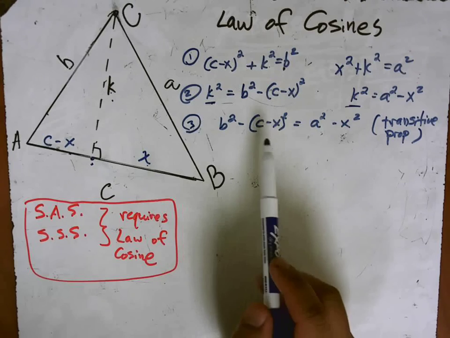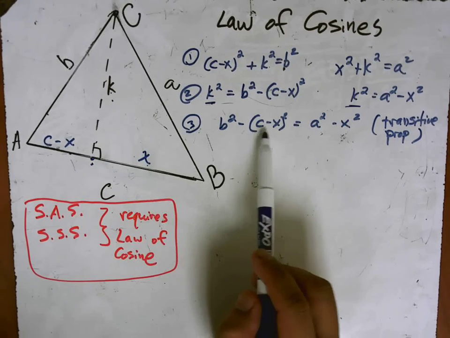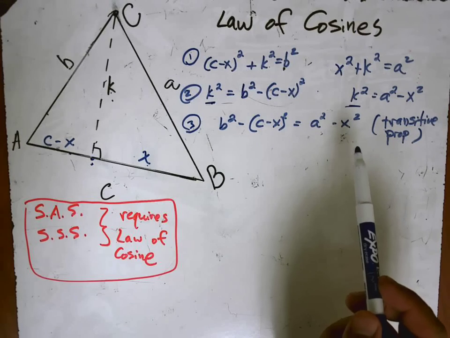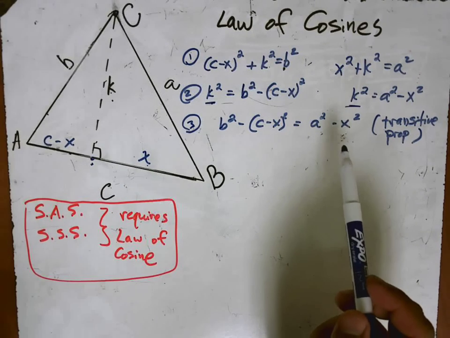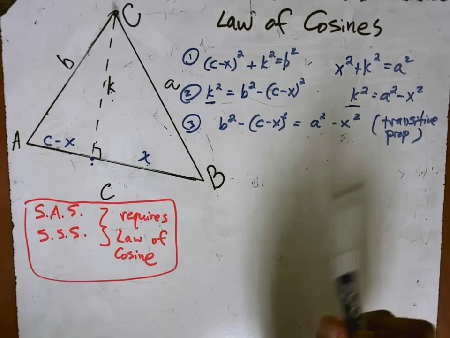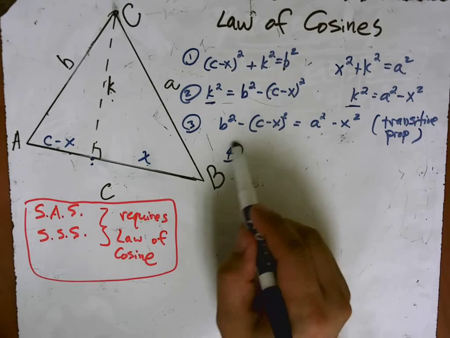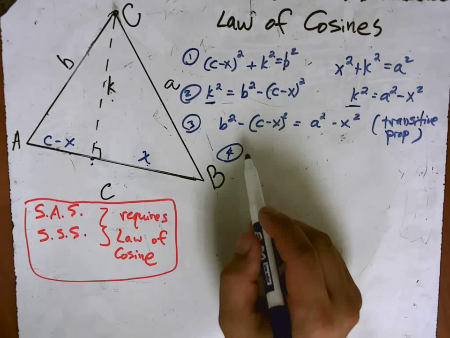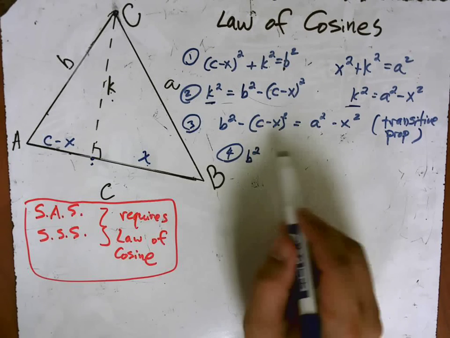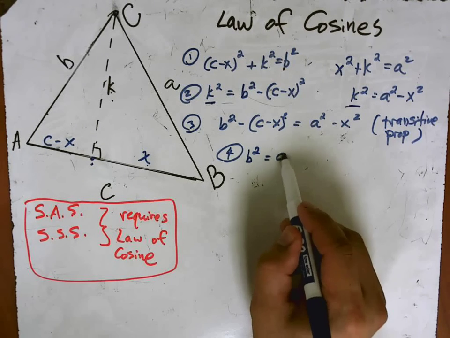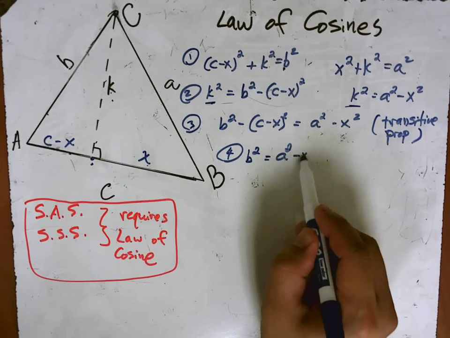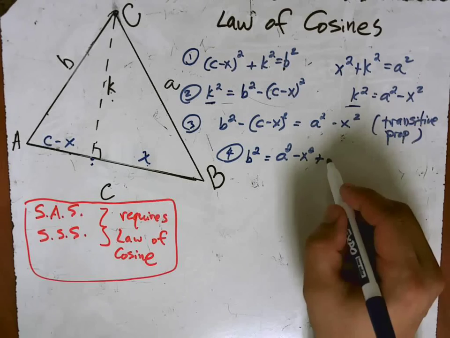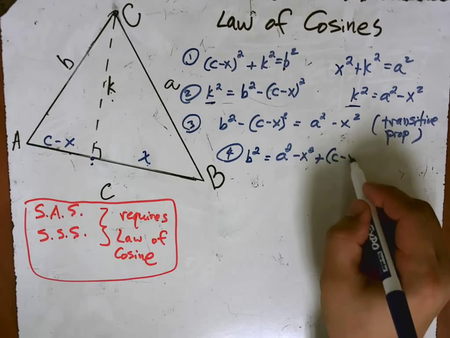Again, I'm going to try to get all the x's on one side so I can eliminate the x's. My goal here is, once again, to define everything in terms of a, b, and c. It doesn't matter whether you solve for a squared or for b squared. I'm just going to go with b squared, and this is completely arbitrary, is equal to a squared minus x squared plus, since we're adding to both sides, quantity c minus x squared.